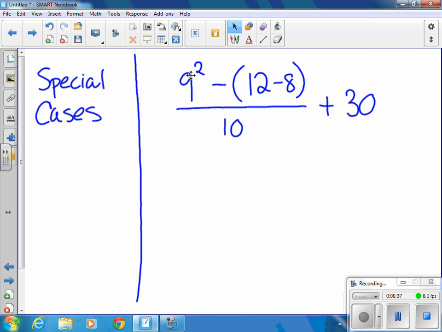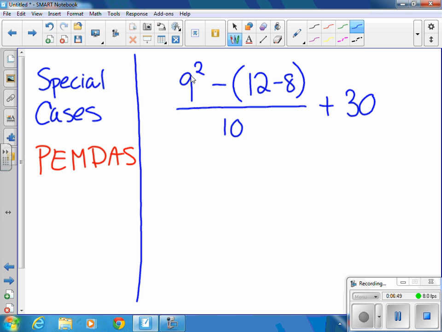One of the things a lot of kids like to do is actually write it down. If you leave yourself room at the top of your paper, it's a good idea. Just write down PEMDAS, because then I'm going to work it out by crossing off as I go. First thing it says is parentheses. So I'm going to find my parentheses, and I have parentheses right here, 12 minus 8. Everything else I'm going to just rewrite. So now I have 9 squared minus 12 minus 8 is 4. All that is over 10. And I'm going to add 30 to the whole thing.